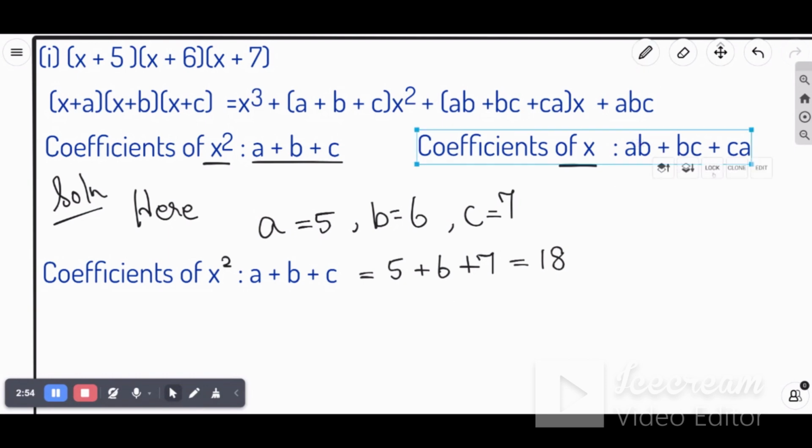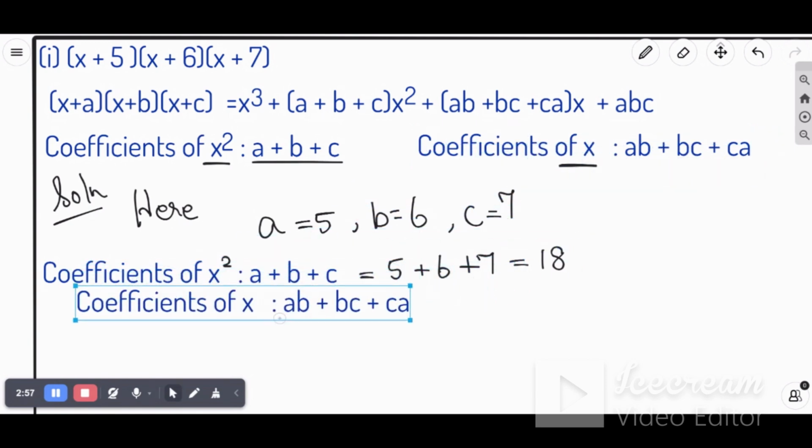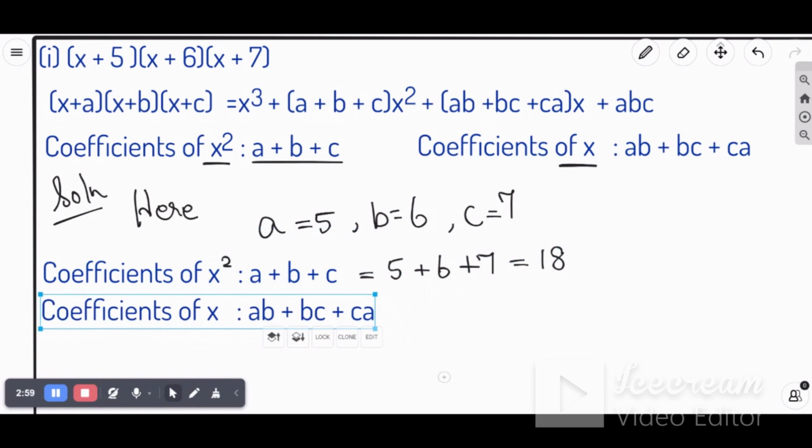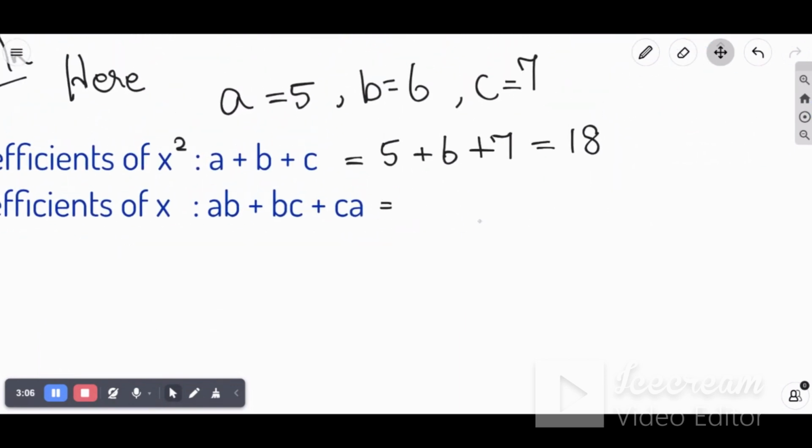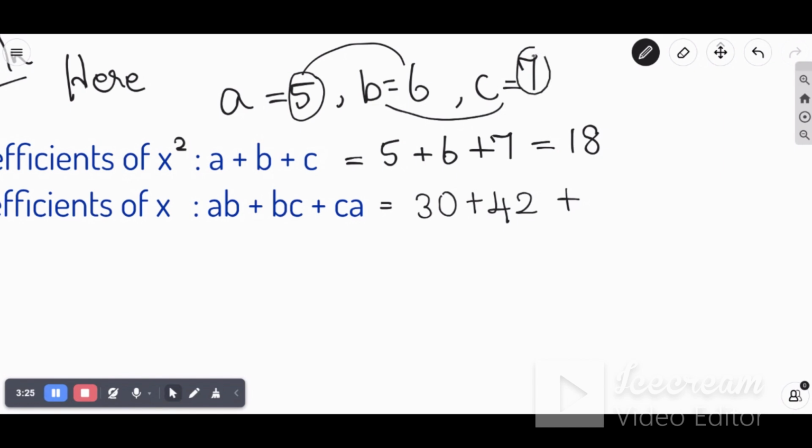Next we move on to the coefficient of x. The coefficient of x is nothing but ab plus bc plus ca. Let's do it. A is 5, B is 6 and C is 7. AB means you have to multiply A and B: 5 sixes are 30. Then the next will be BC: 6 sevens are 42. And then finally A and C: 5 sevens are 35.